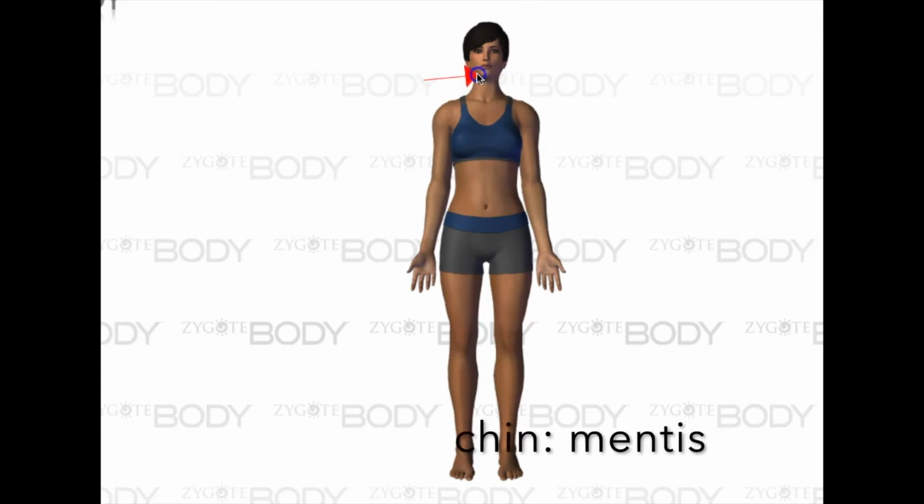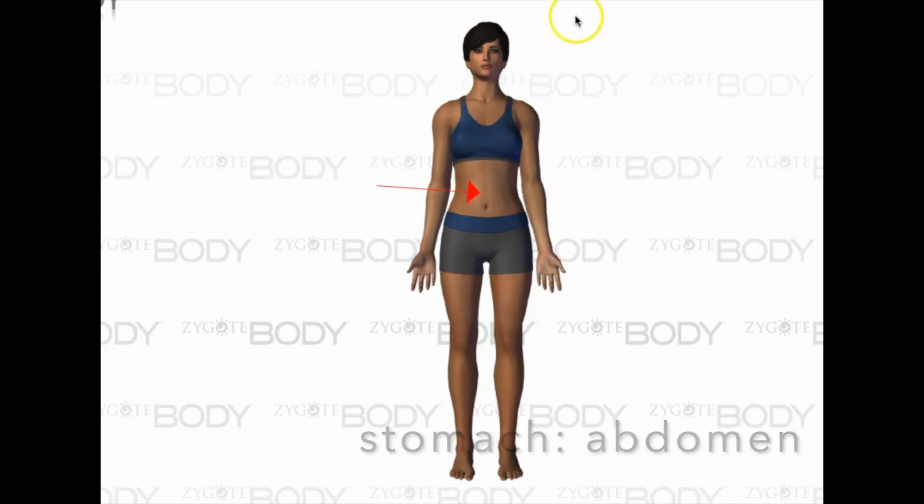then we have the chin, which is called mentis, then we have the chest, which is called the thorax, then we have the armpits, which is axilla, then we have the breast, which is called mamma, then we have the arms, which is called brachium. Then we have the stomach, which is called the abdomen.